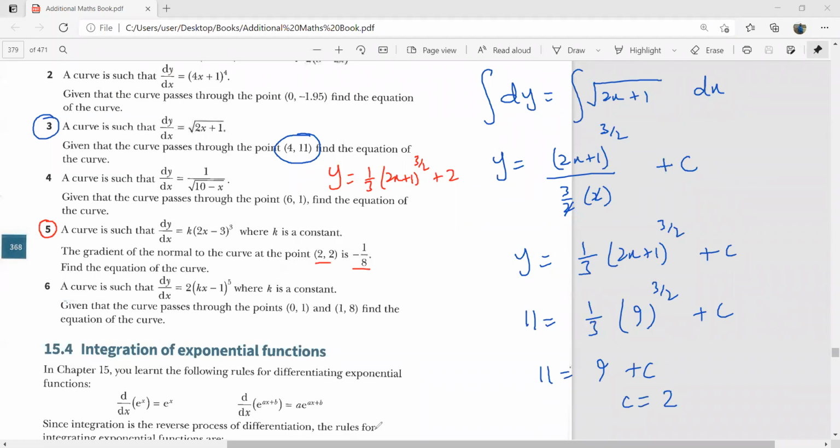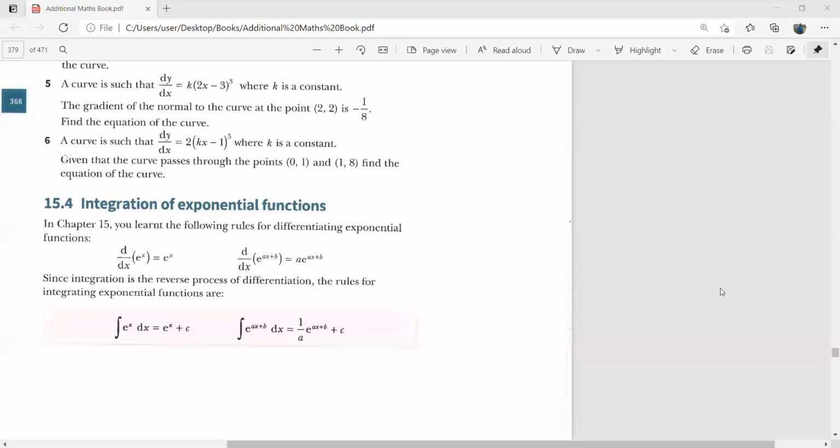Try this question. Okay, in this fifth question, there is a bit of differentiation involved here. It says a curve is such that dy by dx is this, where k is a constant. The gradient of the normal to the curve at the point 2, 2 is minus 1 over 8. Now, if the gradient of the normal is this, guys, do you remember dy by dx gives us the gradient of the normal or the gradient of the tangent? Yes? Hello? This dy by dx gives us the gradient of the tangent. Yeah, tangent.